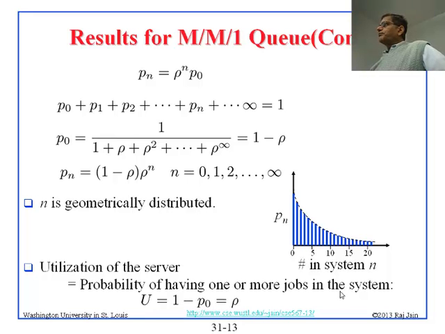Now, utilization. In this case, for the M/M/1 queue, the utilization is simply the probability of having one or more jobs. That means the probability of having 1 minus P0, and P0 is 1 minus rho, so 1 minus P0 is rho. So utilization is equal to rho for this particular queue.